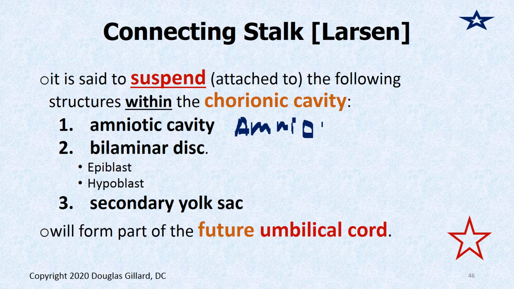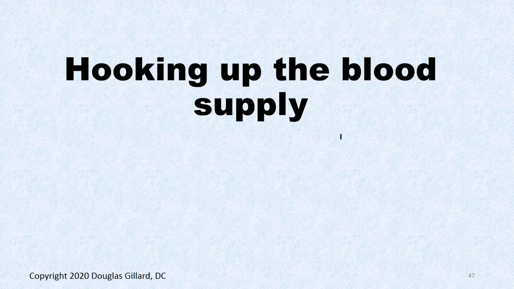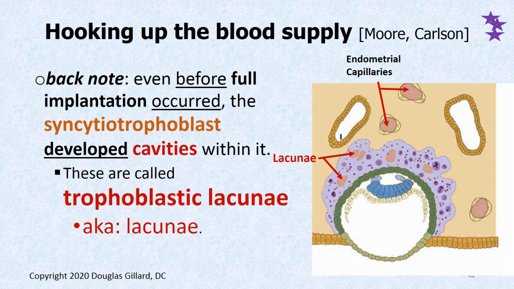And the amniotic cavity. Bilaminar disc, secondary yolk sac, everything I said. All right, so let's talk about hooking up the blood supply, because we don't have a blood supply and we have tissue that's growing like crazy.